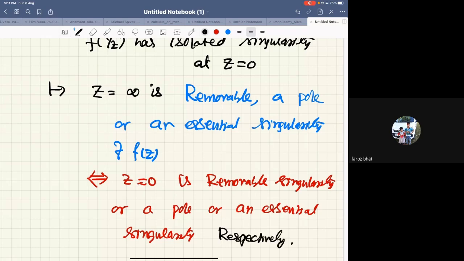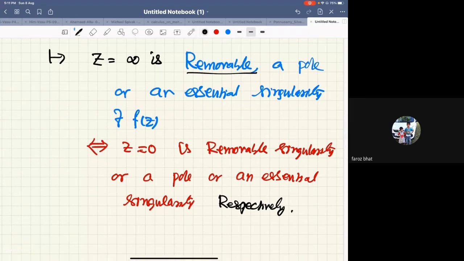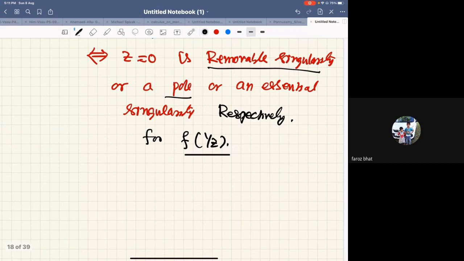So if z equals infinity is a removable singularity for f of z, then z equals 0 is a removable singularity for f of 1 by z. Similarly, if z equals infinity is a pole for f of z, then z equals 0 is a pole for f of 1 by z. Similarly for essential singularity. Let us take one example to see this.